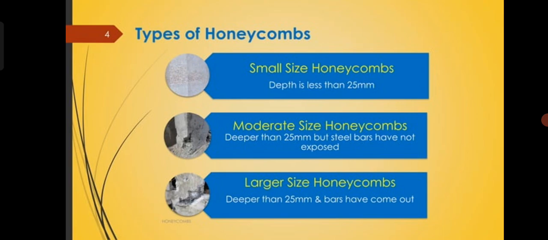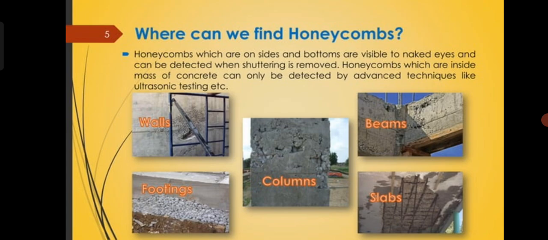There are three types of honeycombs: small size honeycombs, moderate size honeycombs, and large size honeycombs. Small size honeycombs have a depth of less than 25 millimeters, whereas moderate size honeycombs are deeper than 25 millimeters but steel bars have not been exposed. Large size honeycombs are deeper than 25 millimeters and the bars have come out. Those are the types of honeycombs.